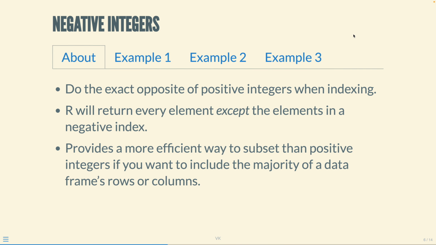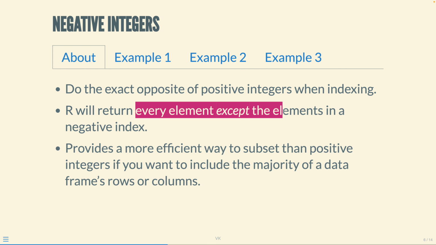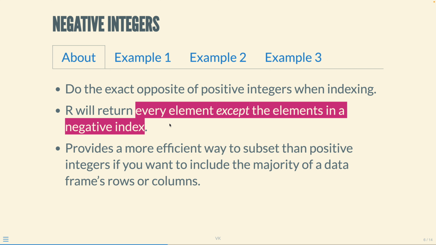Okay, let's turn to negative integers. These are going to do the exact opposite of what positive integers do when we are indexing. Whenever you place a negative sign in front of a vector or a number, R will return every element except the elements in the negative index. Generally speaking, using negative integers provides a more efficient way to subset than positive integers if you want to include the majority of your data frame's rows and columns.